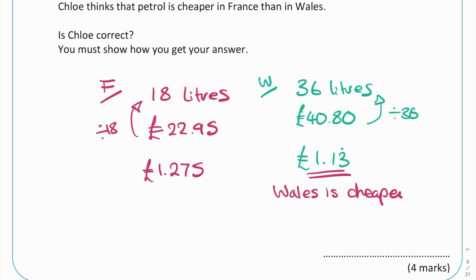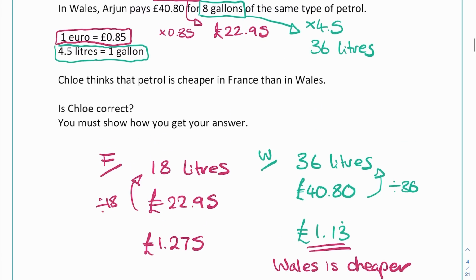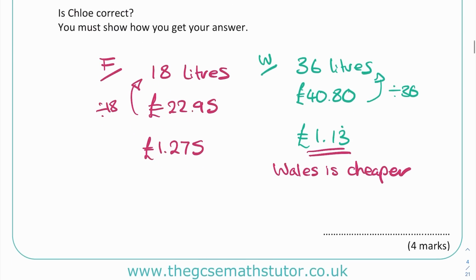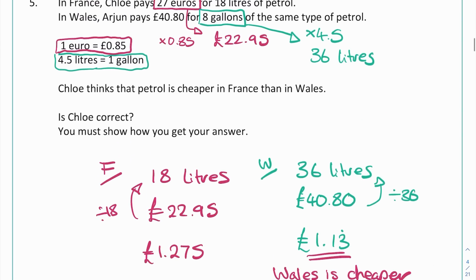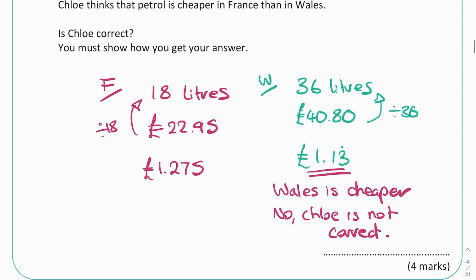Read the question carefully, because this one said, Chloe thinks that petrol is cheaper in France than Wales. Is Chloe correct? You must show how you get your answer. So Wales is cheaper, so no, Chloe is not correct. And there we go, that's our final answer. So there we go, quite a tricky one there, but just getting everything into the same units just makes it a whole lot easier to actually understand and break down that question.